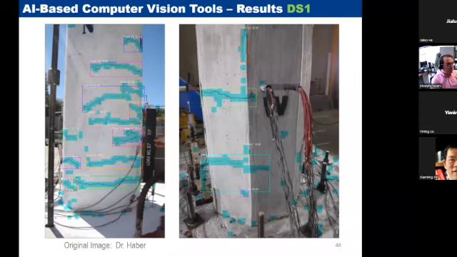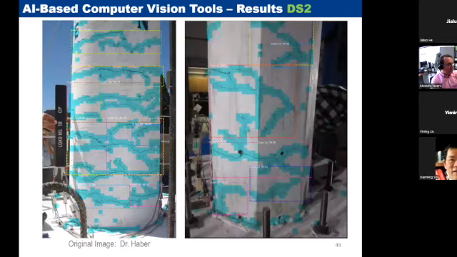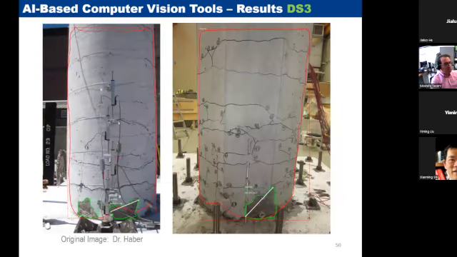Here are a few more results for damage state 1, where you expect to have only horizontal cracks. In damage state 2, you start to see shear cracks. And we went and checked the ground truths, and the one that you see on the screen by the computer matched fairly well, and we ended up with the same damage state between human and computer. So we're happy with the result. Damage state 3, that's where you start seeing spalling.